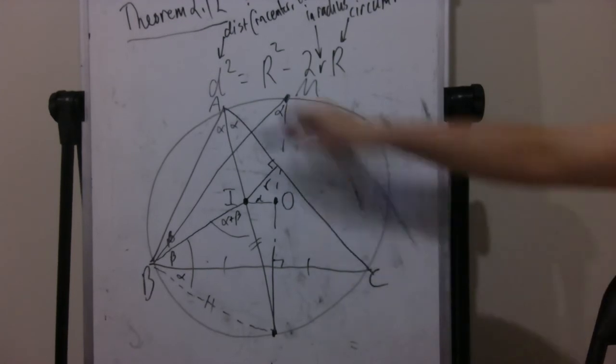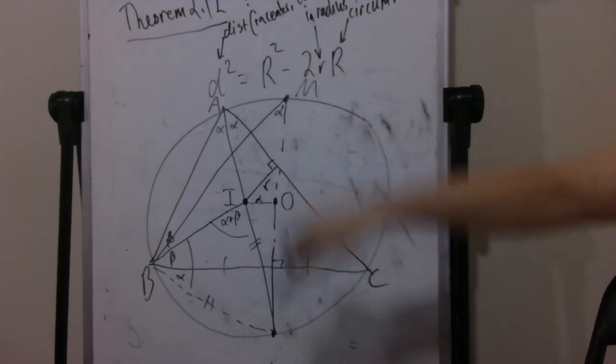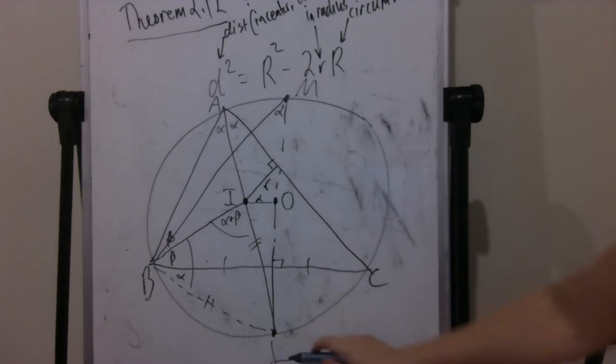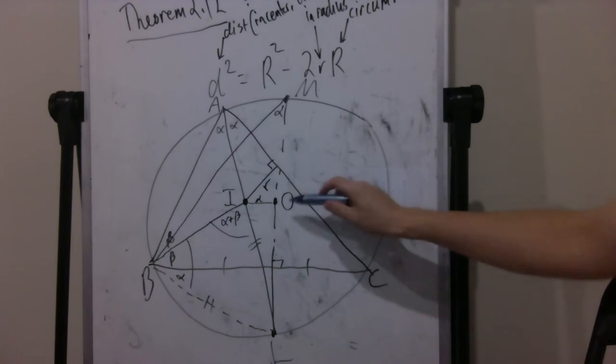But the point is, you can take any chord. You can take anything. So we can take A. What's L again? It's the radius of this circle.